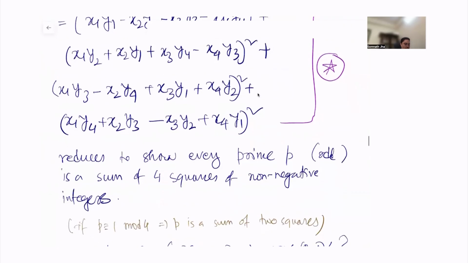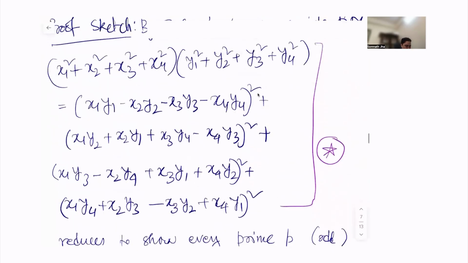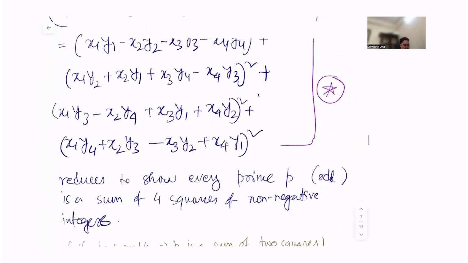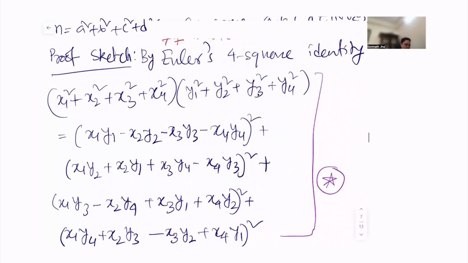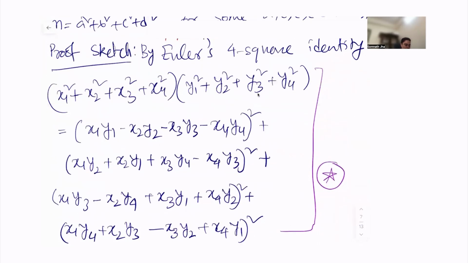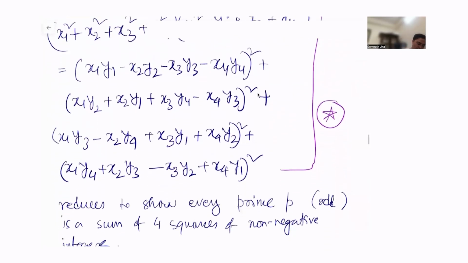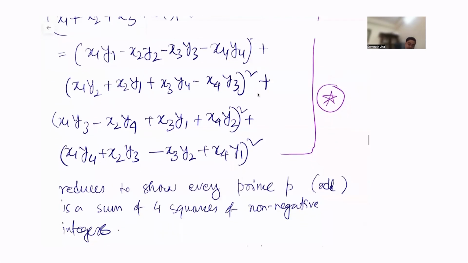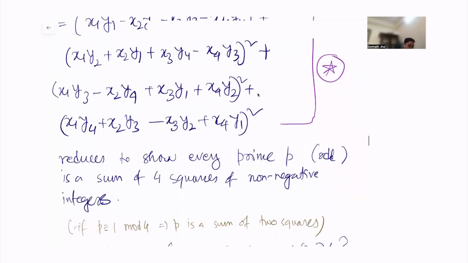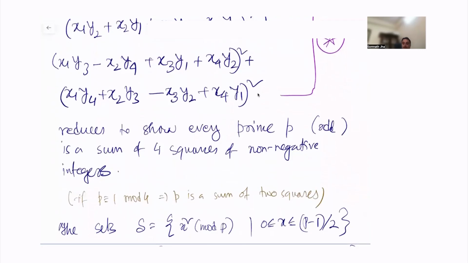Okay. So how do you prove it? By this identity, it reduces to showing every prime p is a sum of four squares of non-negative integers. So we use Euler's identity, and then it reduces to showing every prime p is a sum of four squares of non-negative integers. If p is 1 mod 4, this I said already, but for a general one like 7, I gave an example. You need to show a sum of four squares. So how do you prove it?